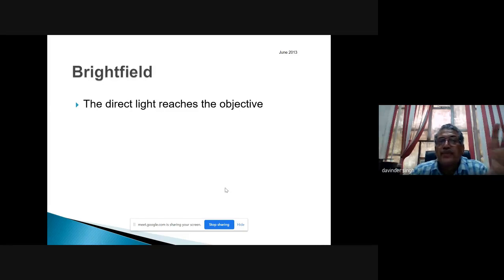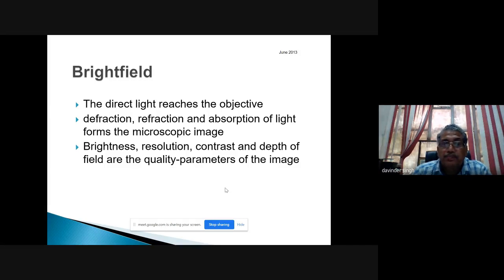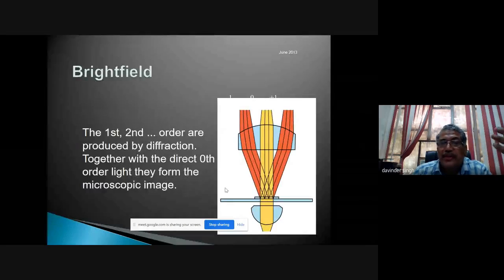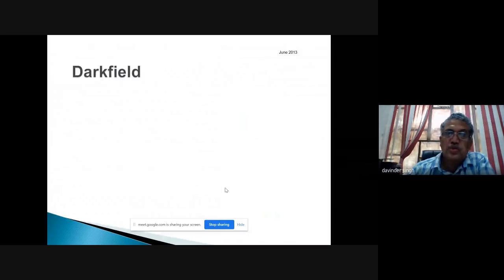So what does it mean basically? Bright field means the direct light reaches the objective, and diffraction, reflection, and absorption of light form the microscopic image. And this brightness or resolution, contrast, and depth of field are quality parameters of the image. So you have to understand what type of sample we have, and for what situation we need.